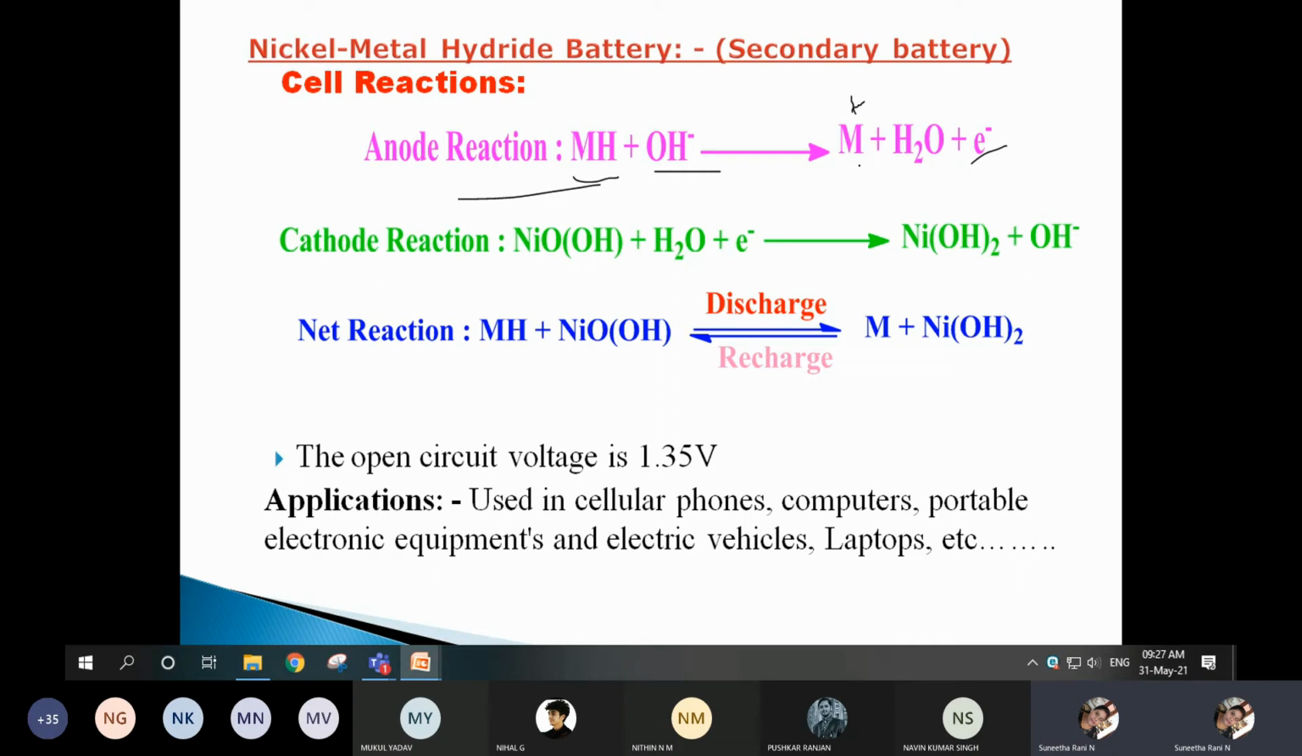It is an oxidation state of metal. It undergoes oxidation with the liberation of only one electron. And in the cathode, nickel oxyhydroxide, you can see the formula NiOOH, nickel oxyhydroxide. When it reacts with water, the moisture contained, and electrons liberated from the anode, it gains the anode electrons. It undergoes reduction reaction to give nickel hydroxide.